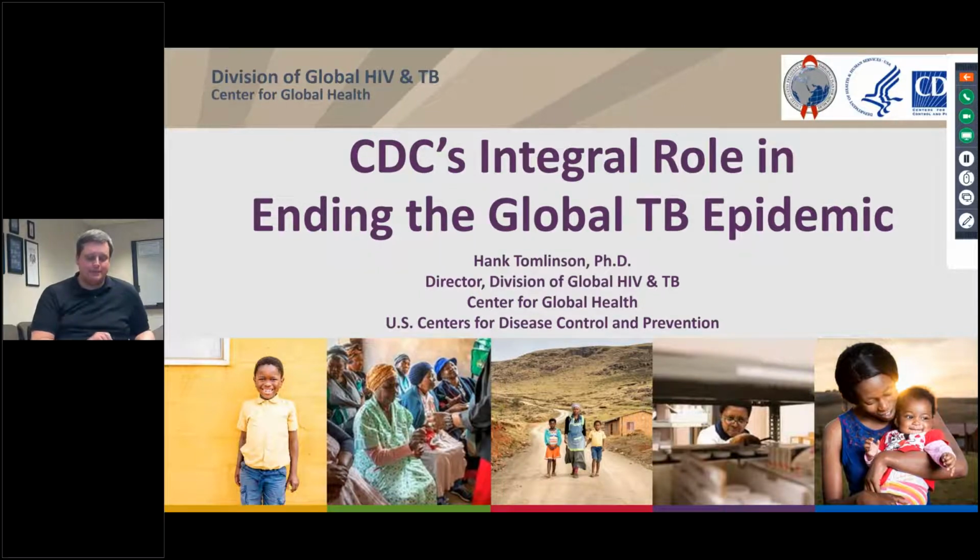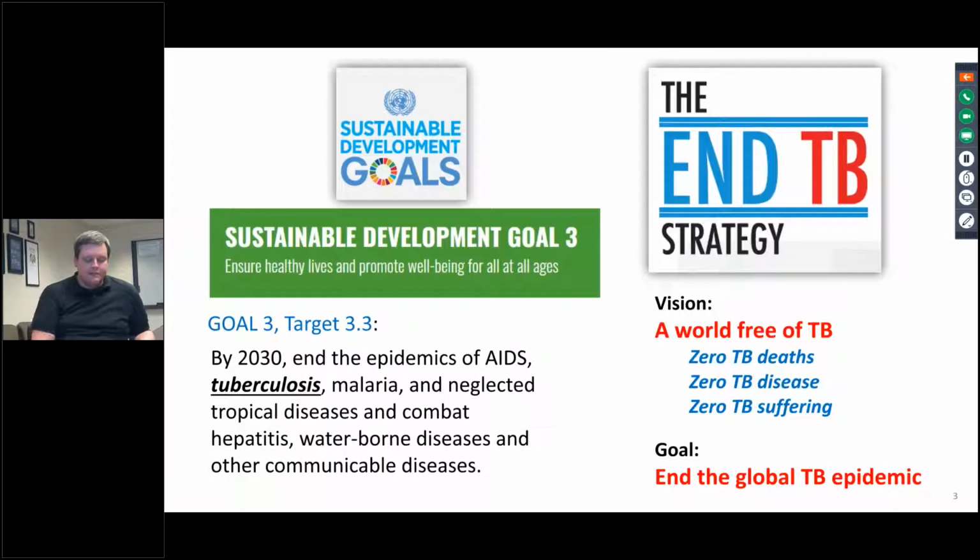It's my pleasure to be here with you today to discuss CDC's integral role in ending the global TB epidemic. In 2015, all United Nations member states adopted the 2030 Agenda for Sustainable Development, which consists of 17 goals that serve as the blueprint for peace and prosperity for people on the planet. Among these goals, SDG number 3 is to ensure healthy lives and promote well-being for all people at all ages. One of the targets for this goal, target 3.3, aims to end, among other health threats, the epidemics of AIDS, tuberculosis, malaria, and neglected tropical diseases by 2030.